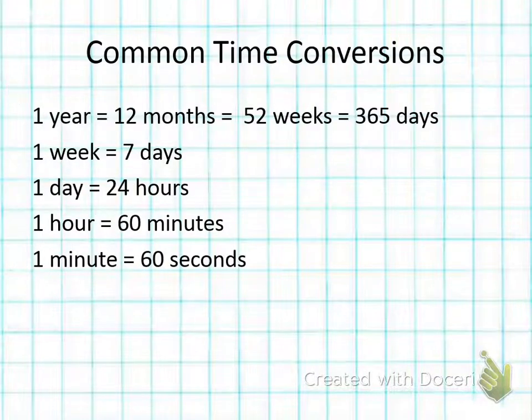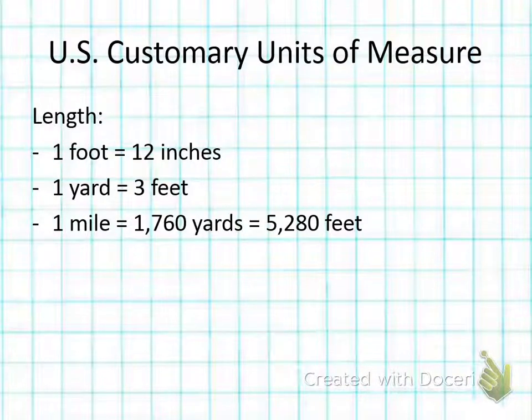Okay, you'll need to write down some common conversions. So I want you to write this down, please. Write down what each of these mean and what they're equal to. You need these. You also need to write these down. These are customary units of measure for the U.S. We know that 1 foot equals 12 inches. 1 yard is 3 feet. 1 mile could either be 1,760 yards or 5,280 feet. So these are important numbers.